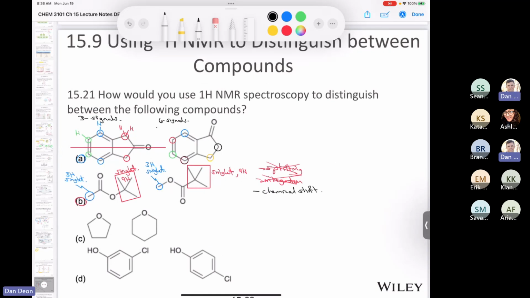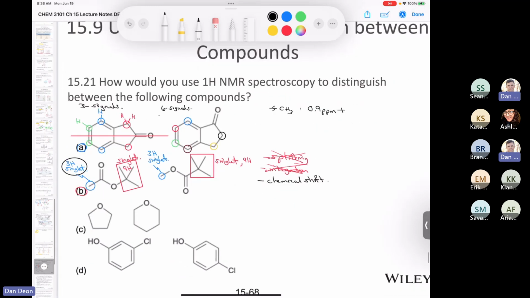So let's look at this. I'm going to circle this singlet in black. What's the chemical shift of that singlet in black? Since it's a methyl group, I'm going to start with a baseline, which is 0.9 parts per million. And how many parts per million am I going to add to it? I'm talking about this singlet right here. It's alpha to a carbonyl. So what do I add to it? Could anybody tell me?